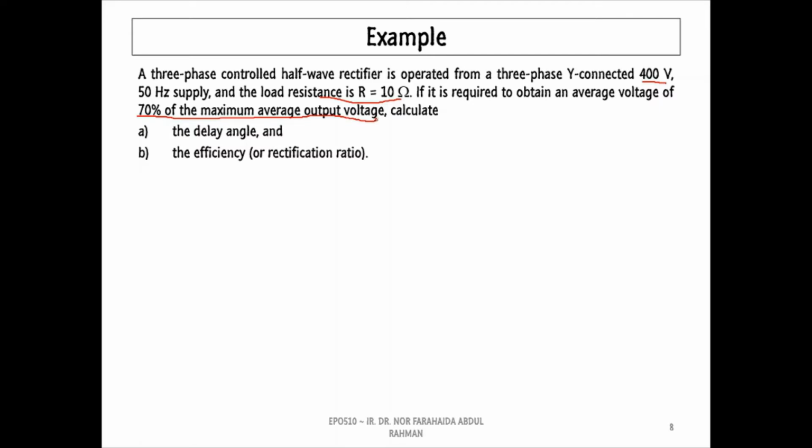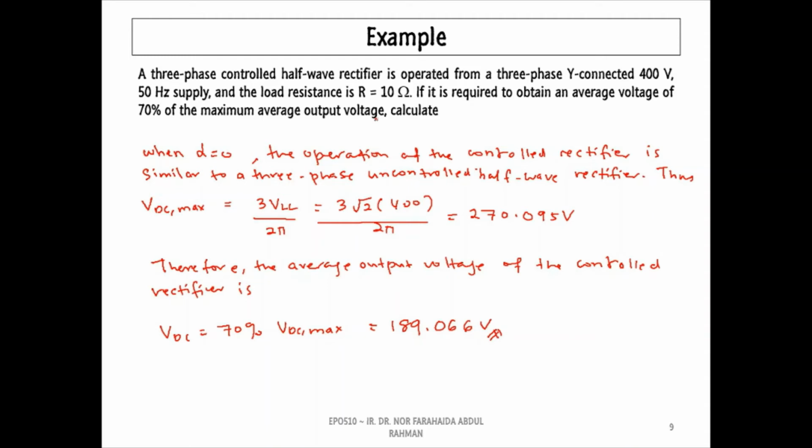Based on the statement, we need to find the value of the average output voltage before we can solve the questions. To work at maximum condition, the control rectifier must generate the same output voltage waveform as the three-phase uncontrolled rectifier. It can be achieved when the control rectifier works at zero firing angle. Hence, by using the voltage equation, the maximum average output voltage of the control rectifier is equal to this value.